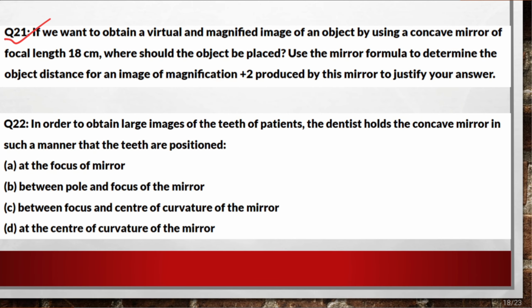Next is a numerical. If we want to obtain a virtual and magnified image of an object by using a concave mirror of focal length 18 cm, where should the object be placed? Use the mirror formula to determine the object distance for the image of magnification +2 produced by this mirror to justify your answer.